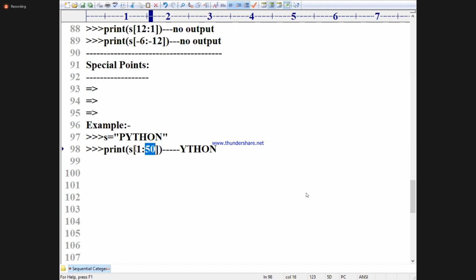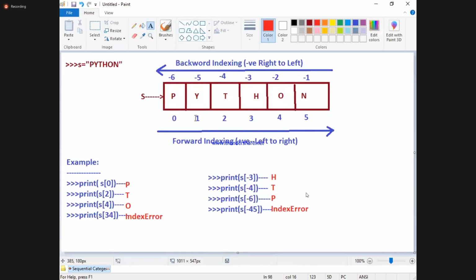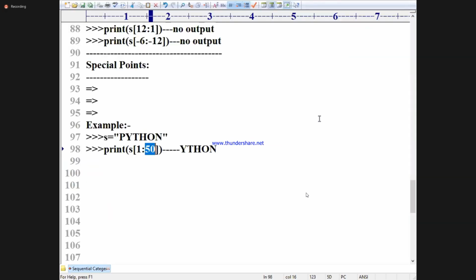Again, I am trying to tell. It starts from 1. It is supposed to take 1 to 49. But when you start from 1 and go on taking, it is ending with 5. Do you have 6, 7, 8, 9, up to 49? They are simply ignored. Memory was not there. No data present there. Nothing is there. It is going to print YTHON. Are you understanding? That is one special point.